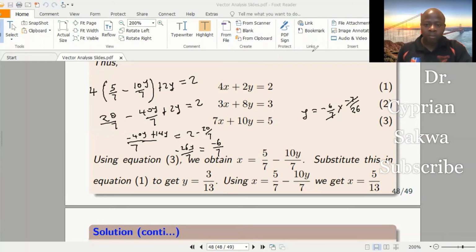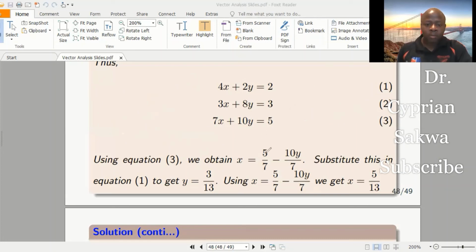Now, after obtaining y, you come to this equation, substitute 3 over 13 here for y, and get x. When you do that, x becomes 5 over 13. So we have the two values of x and y. Since we've not used the second equation, you can try and see whether the two values are correct.